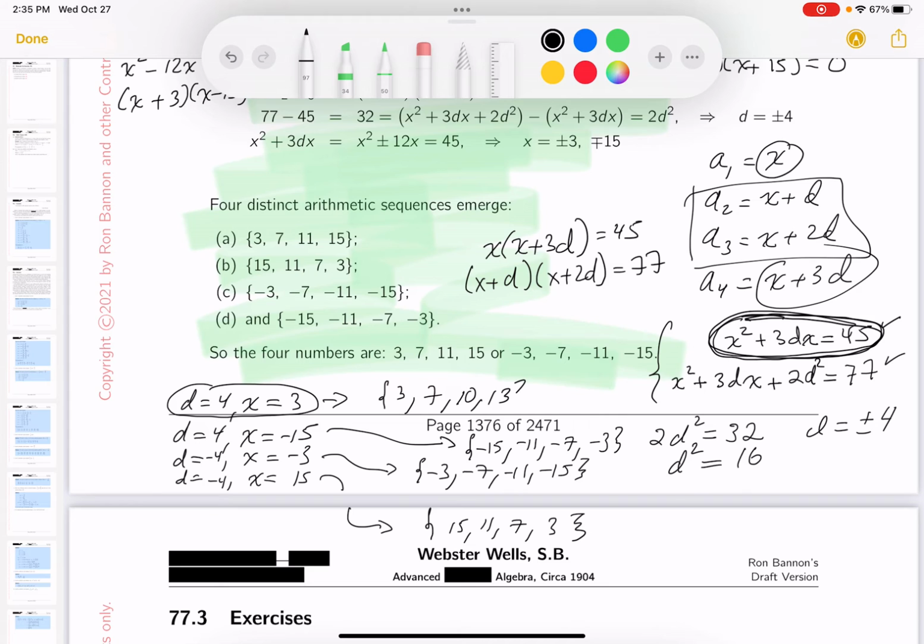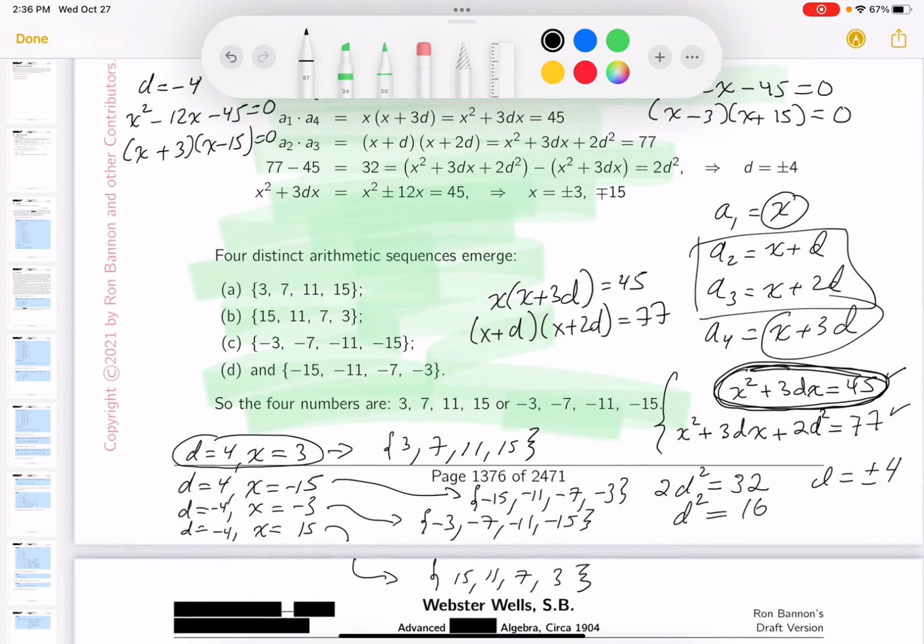You know what? I think I made a mistake in the first one. It's 3, 7. I see it now. I was hoping for some symmetry to the problem. So if you're adding 4, it's 13. I'm sorry, 11. And then you're adding 4 on, right? 15.